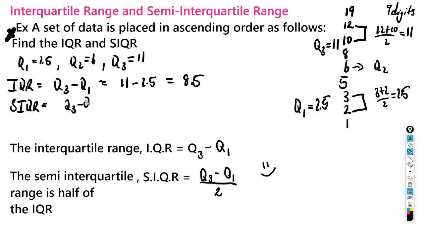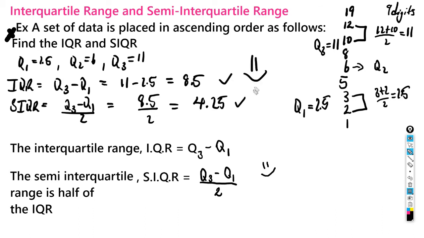And the semi-interquartile range is equal to Q3 minus Q1 divided by 2. So this would be 8.5, which is the interquartile range, over 2. And we should get 4.25 as the answer here. All right, guys. So we found the interquartile and semi-interquartile range. So now we're totally good. It's really easy to find them, guys.